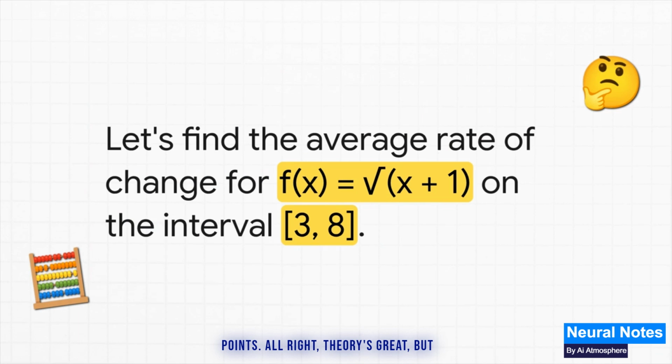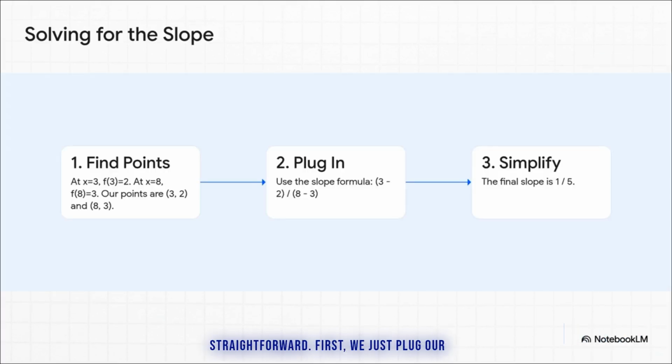All right, theory's great, but let's put this thing to work with a real example. We've got a function here, the square root of x plus 1, and we want to find the average rate of change between x equals 3 and x equals 8. The process here is actually pretty straightforward. First, we just plug our x values, 3 and 8, into the function to get our 2 points. Then, we just pop those points into our slope formula, the change in y over the change in x. And as you can see, a little bit of simplifying gets us to our final answer, 1/5.